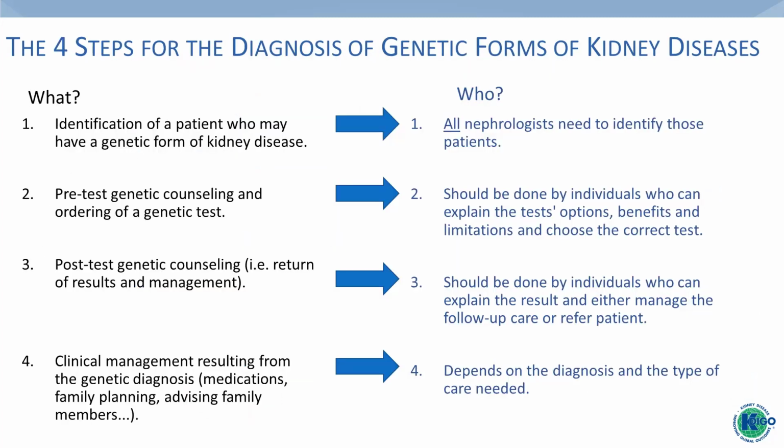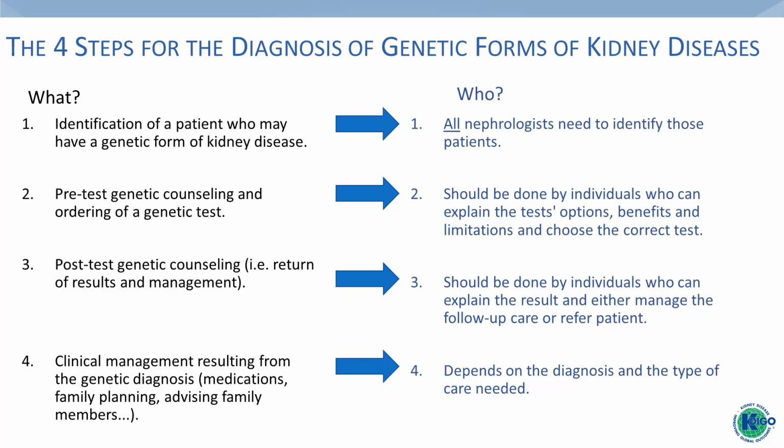So we try to delineate these 4 steps for the diagnosis of a genetic form of kidney disease. And the first one, as we just mentioned, is the identification of a patient who may have a genetic form of kidney disease. And as I just mentioned, all nephrologists need to be able to identify those patients. The second step is the pre-test genetic counseling and the ordering of a genetic test. And this really should be done by someone who feels comfortable explaining the test options, explaining the benefits and the limitations of the different tests, and choosing the correct test for this patient.